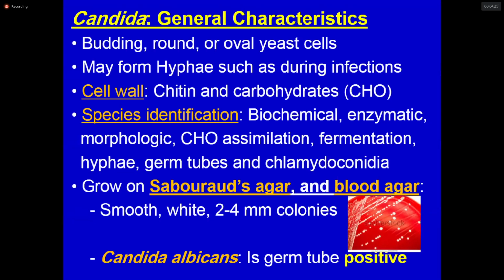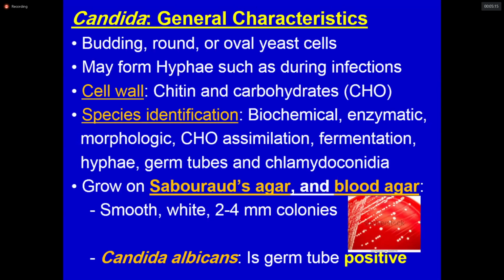As with other fungi, Candida has a cell wall composed of chitin and carbohydrates. If you remember your general microbiology, chitin is characteristic of the composition of the cell walls of fungi. How do we identify whether this Candida is Candida albicans or not? Candida albicans is the most important species for human infection. There are 2 other species, which we are going to mention at the end of the lecture, which are also sometimes related to human infection.